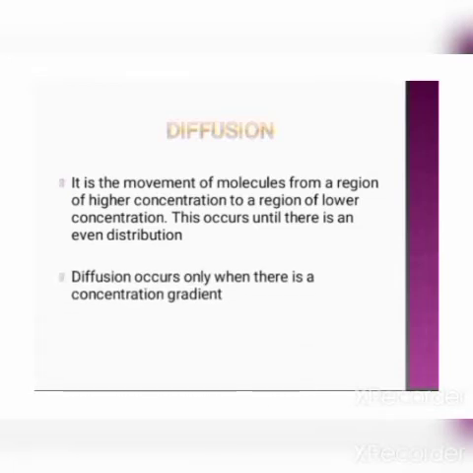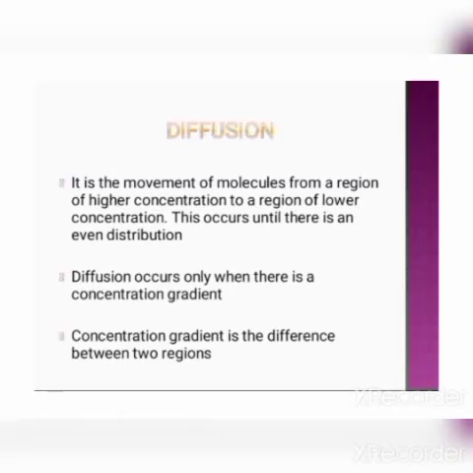Diffusion occurs only when there is a concentration gradient. This means that when there is no difference between the two regions in concentration, diffusion cannot occur. What then is concentration gradient? It is the difference between two regions. So the differences in the concentration between two regions, which makes them higher or lower, is the concentration gradient.